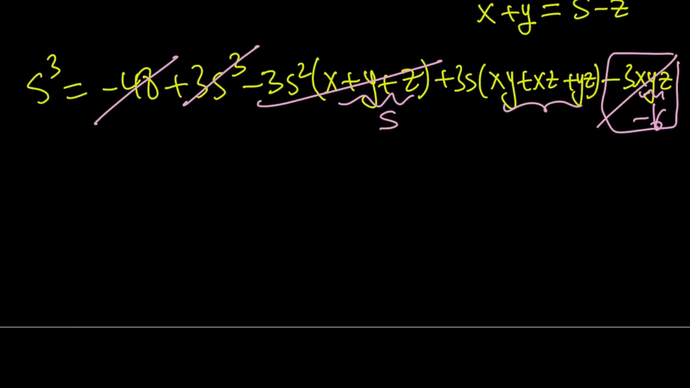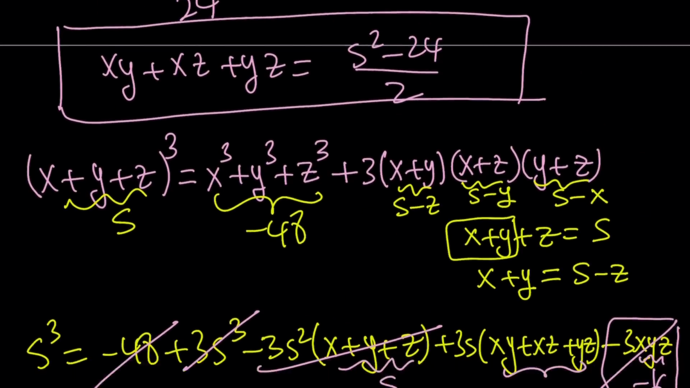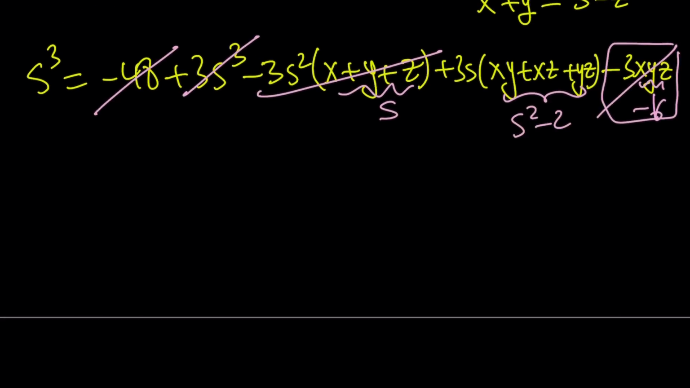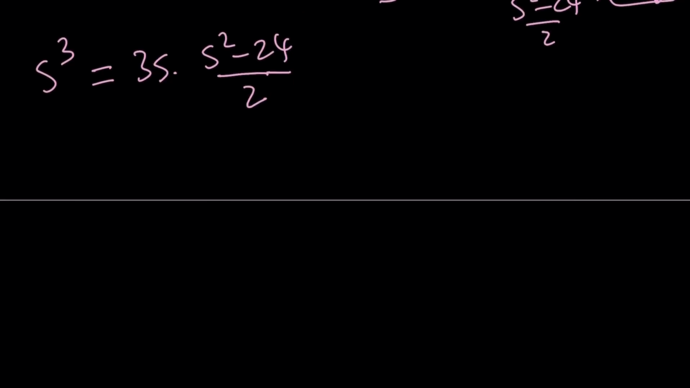And we also have something for that. Remember, we found for xy plus xz plus yz, s squared minus 24 over 2. So let's go ahead and plug it in and see what happens. We get s cubed equals 3s times s squared minus 24 over 2. Awesome. This is a cubic in s, so we can solve it, a single variable. So if you go ahead and multiply both sides by 2, you get 2s cubed. And if you distribute the 3s, you get 3s cubed minus 72s.